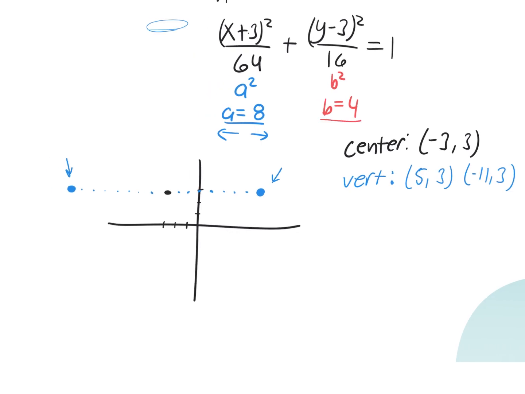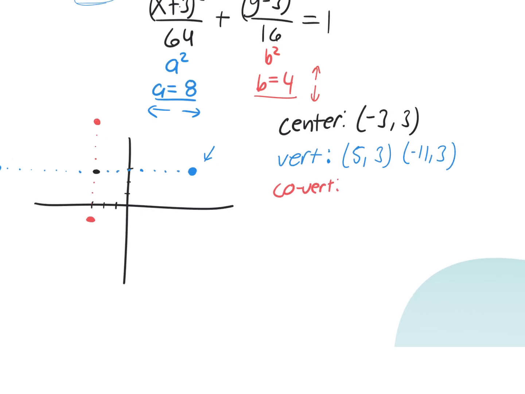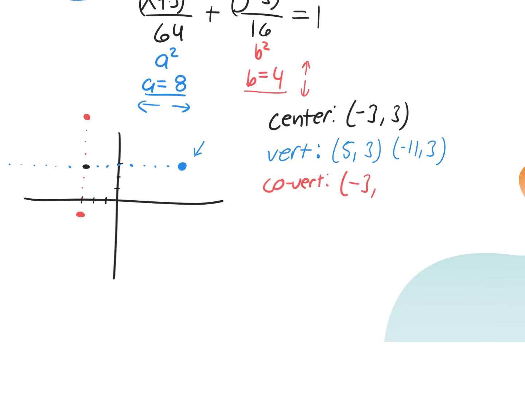And then b equals 4 means you're going to go up and down that number of spaces. So I'm going to go 1, 2, 3, 4 units up, 1, 2, 3, 4 units down. And then those get you your co-vertices, which as ordered pairs, it looks like your x is staying the same, so it's still going to be at -3, but your y is changing, so it's going to go up 4 at 7. And then it's going to be -3 comma down 4 is going to get us at -1 from our graph.